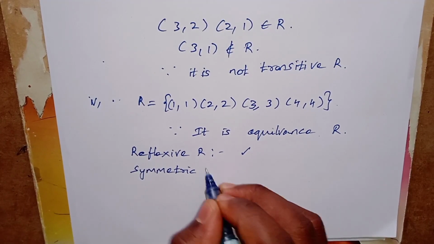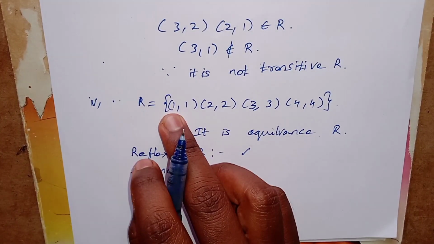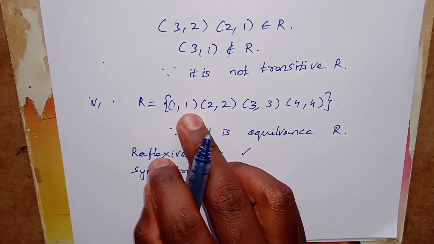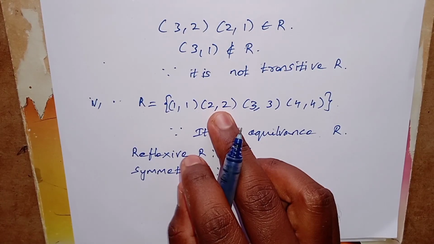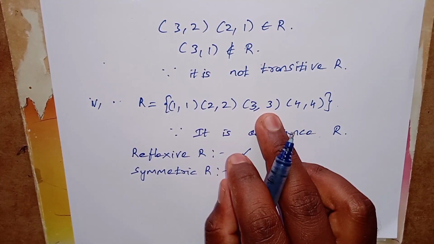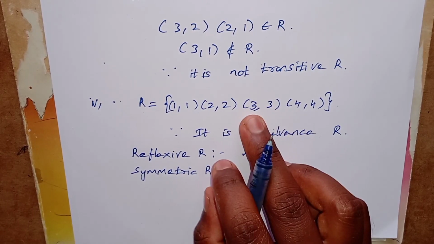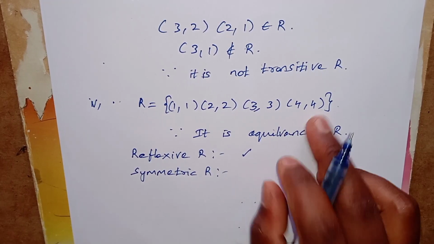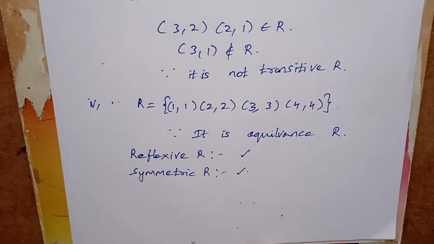symmetric relation, here for 1 comma 1, its inverse is also the same 1 comma 1. For 2 comma 2 inverse also the same 2 comma 2. 3 comma 3 inverse itself 3 comma 3. For 4 comma 4 inverse the same 4 comma 4. Here also it is satisfying.